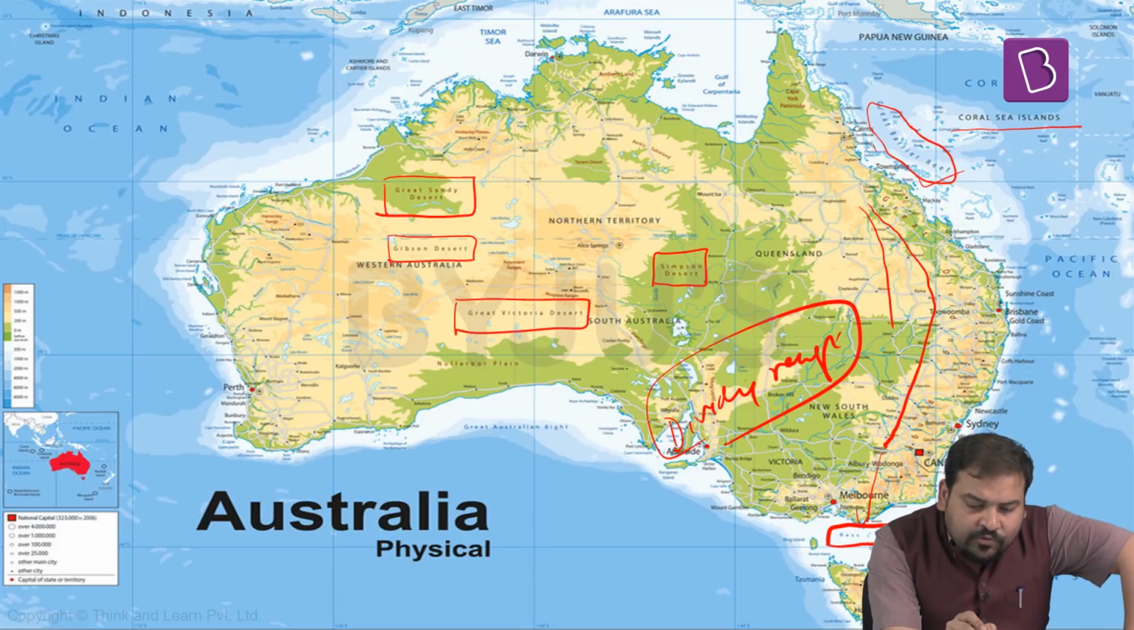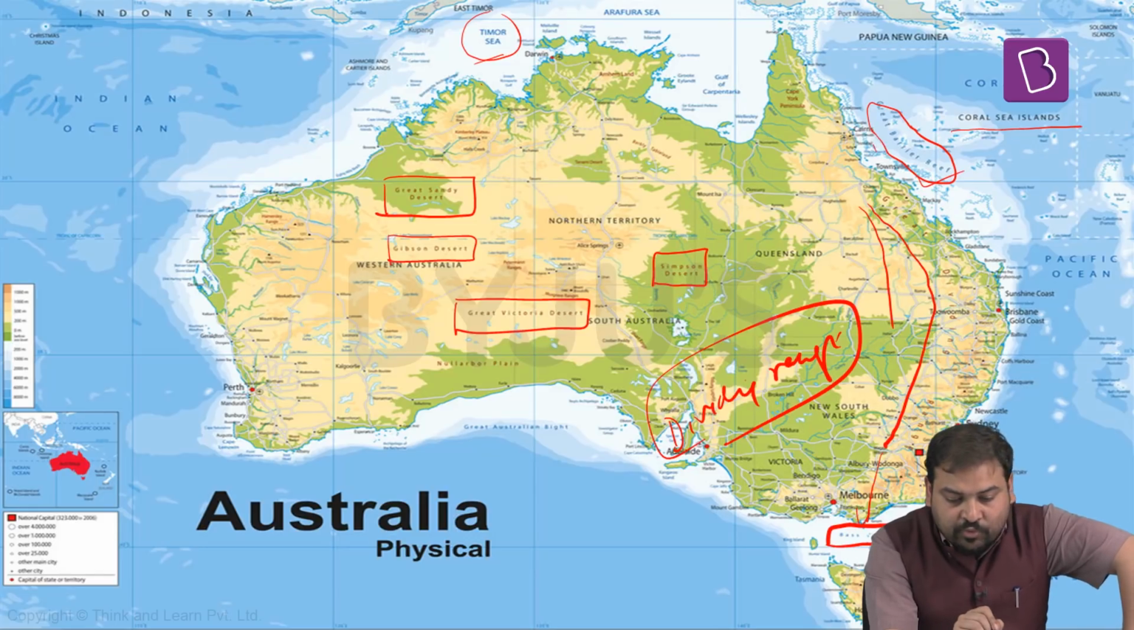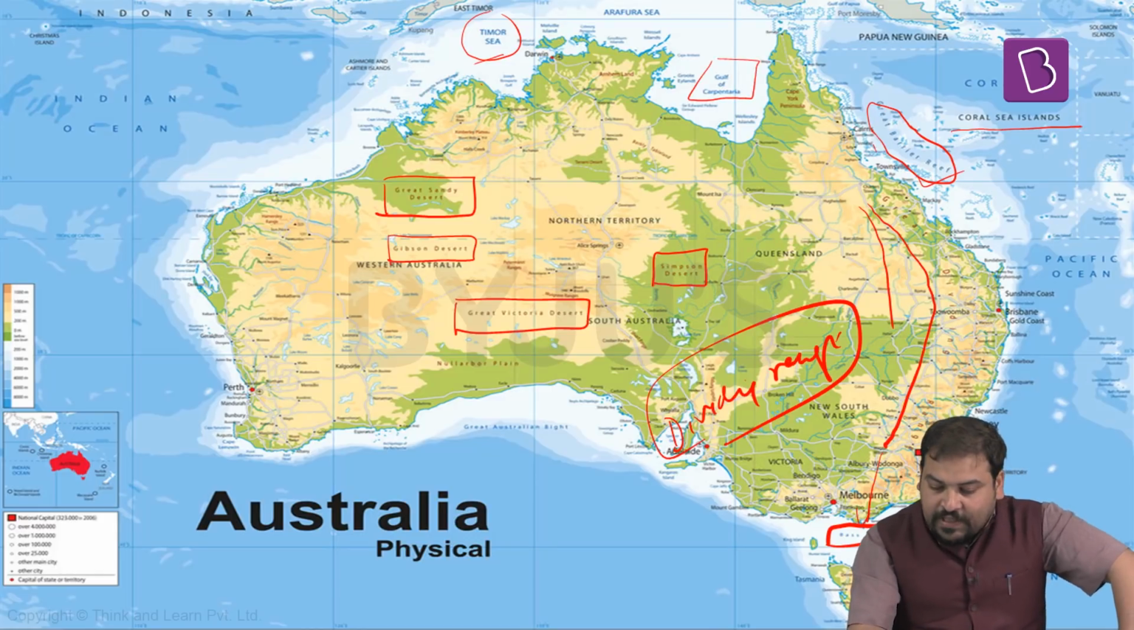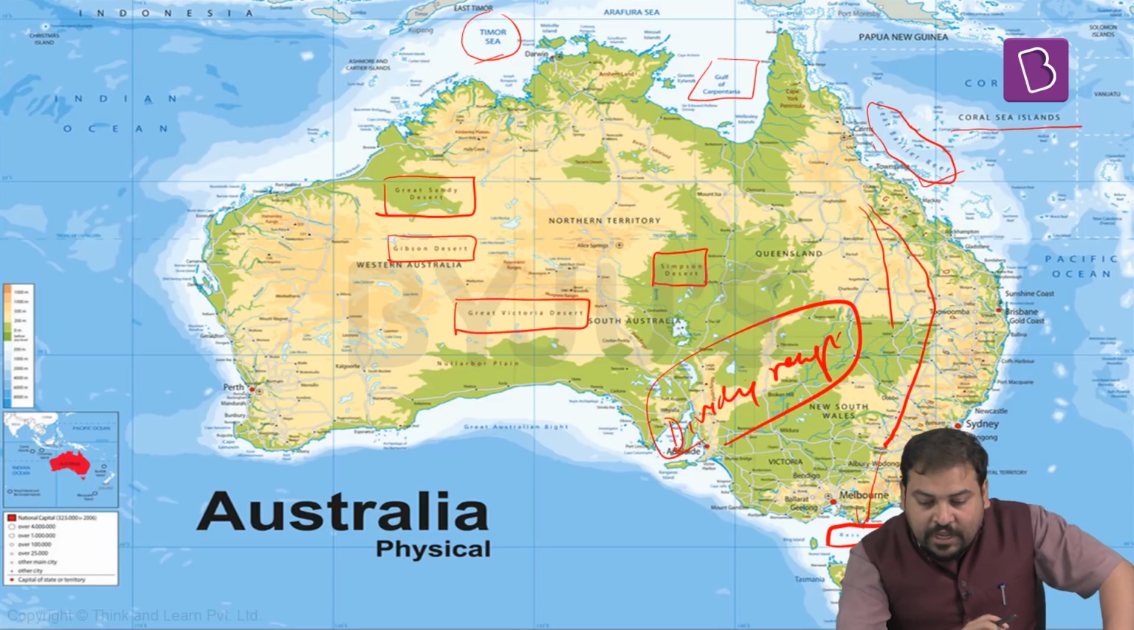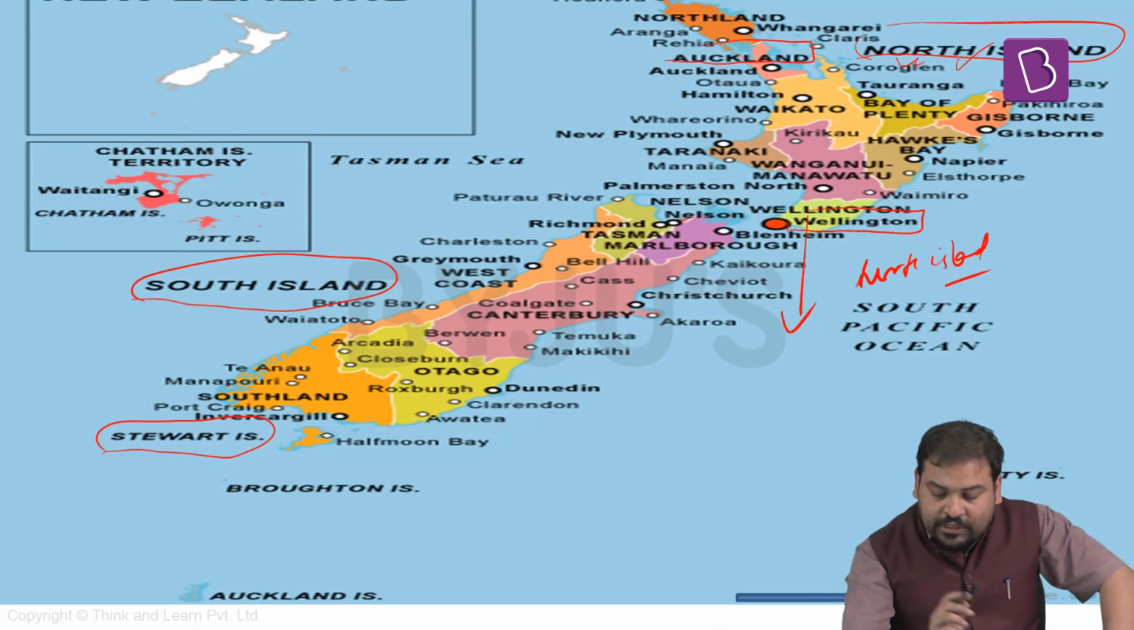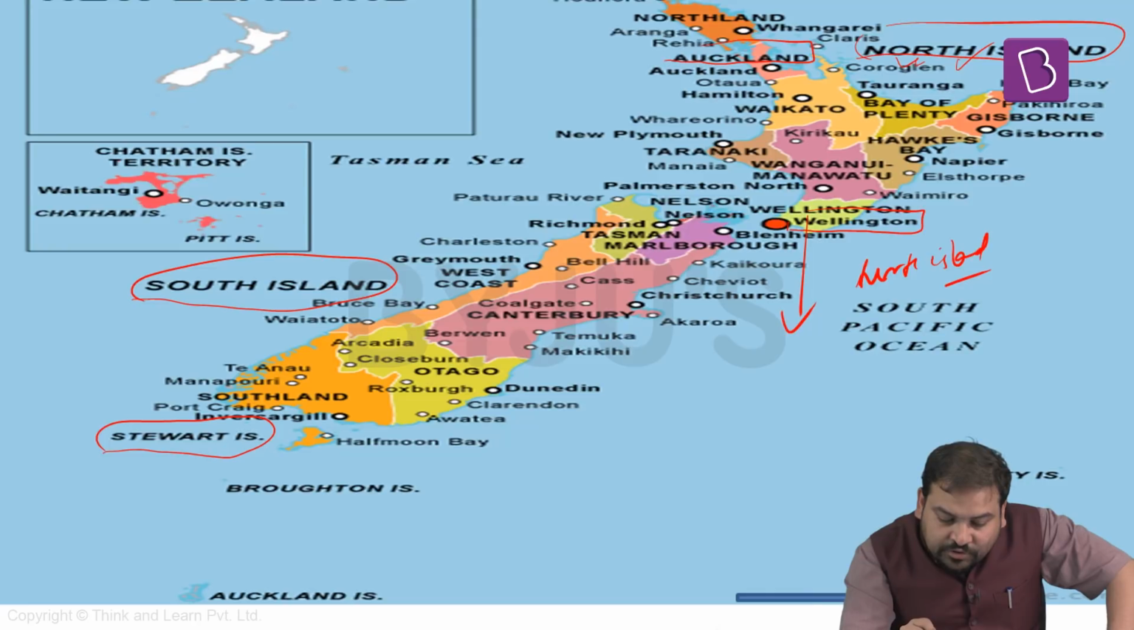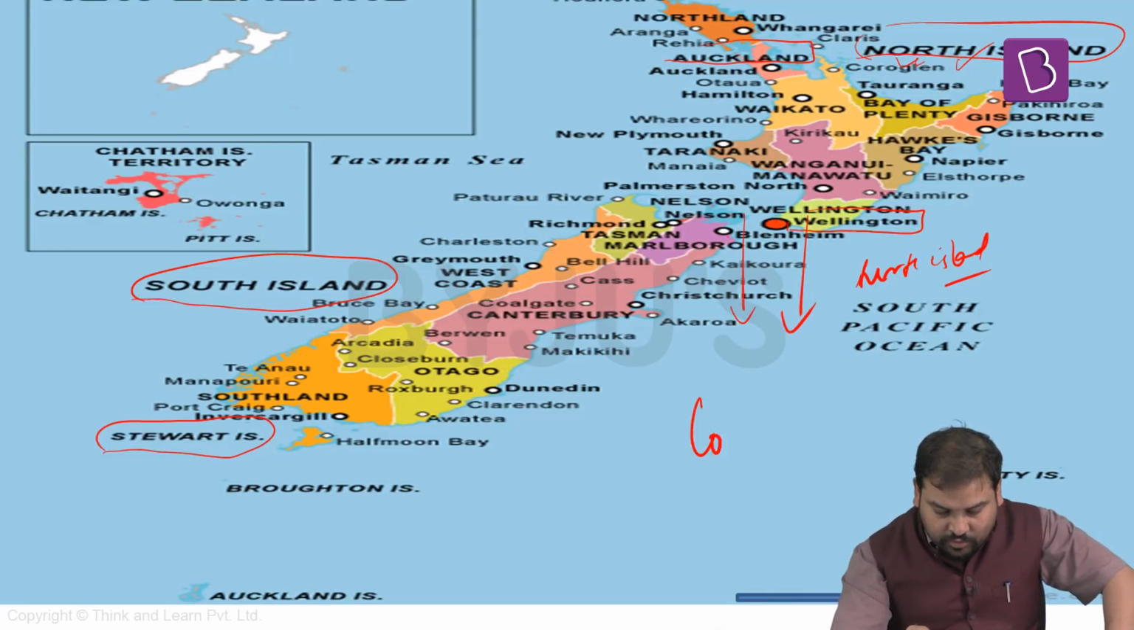Apart from these, you can also look at the Timor Sea, the sea which separates Australia and East Timor. Then you can see here there is the Gulf of Carpentaria, which is very important. And then the last thing that you have to look at in this chapter is the thing that divides the North and the South Island of New Zealand, and that is called the Cook Strait.